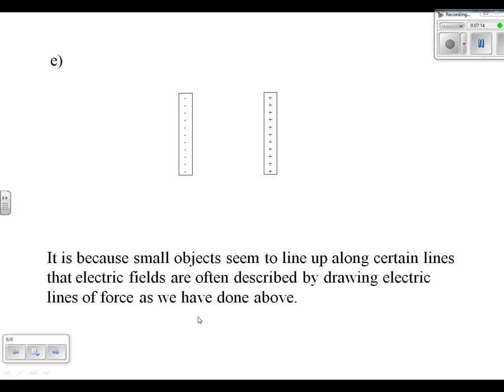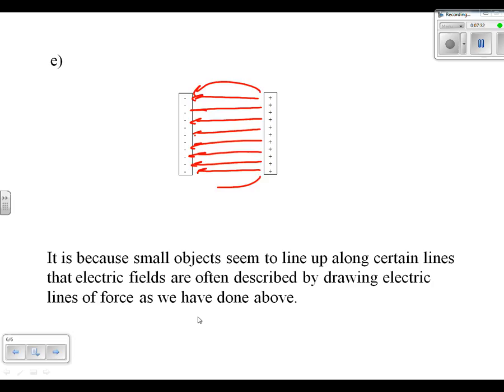What about negative plate, positive plate? They're gonna go. And inside here, this is kind of important, the field lines are parallel. And then, yeah, there's a little curvature there on that one. These, by the way, are the same as what magnetic field lines look like too, which we'll get to.